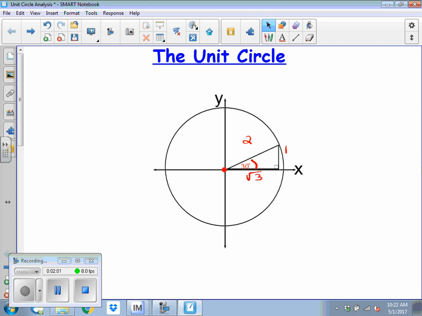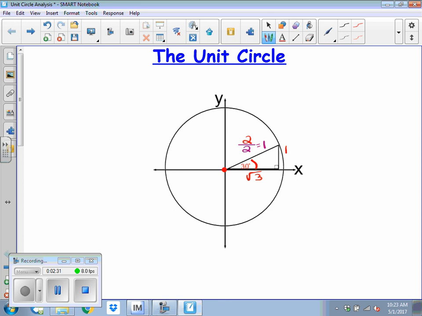So if we're going to make this fit into the unit circle, then I need that radius to be 1. Well, how can I take 2 and change it to 1? How can I do that? Divide by 2. We can only scale things by multiplying by something or dividing by something. You can't add or subtract. That won't work. And so if we divide by 2, then my radius will be 1, correct?